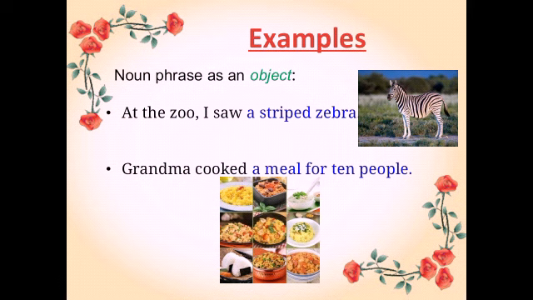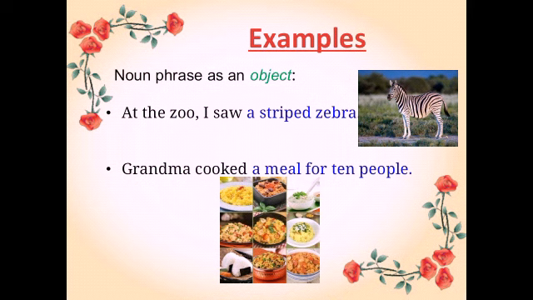I'll give you a clue to find what a noun phrase is from a sentence. You ask the question using the verb. Say for example, in this sentence, at the zoo, I saw a striped zebra. What is the verb here? Yes, saw. So you ask the question, what did I see at the zoo? What is the answer? Yes, a striped zebra. You got the answer. That is the noun phrase.